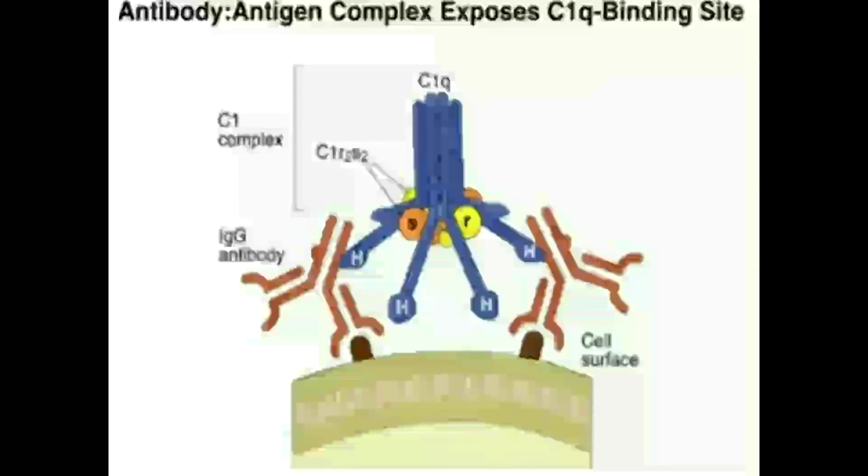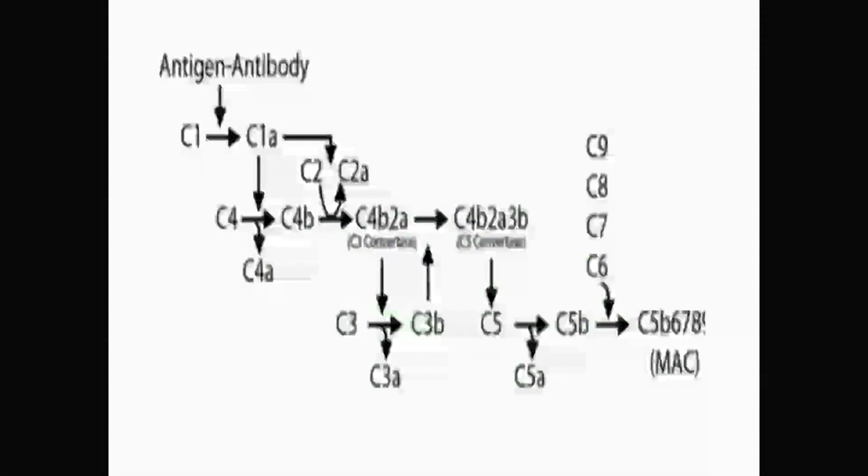As I told you earlier, when the Fc loop is exposed, the C1 protein is the first protein that comes into action and binds to the Fc region of the antibody. When it binds, it gets activated and starts the cleavage of other complement proteins. First it cleaves the C4 protein into C4a and C4b, and then it cleaves the C2 protein into C2a and C2b.